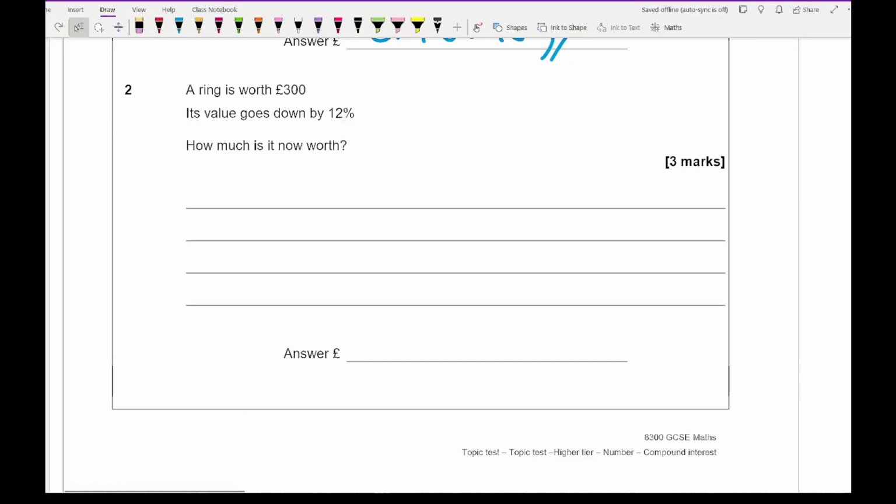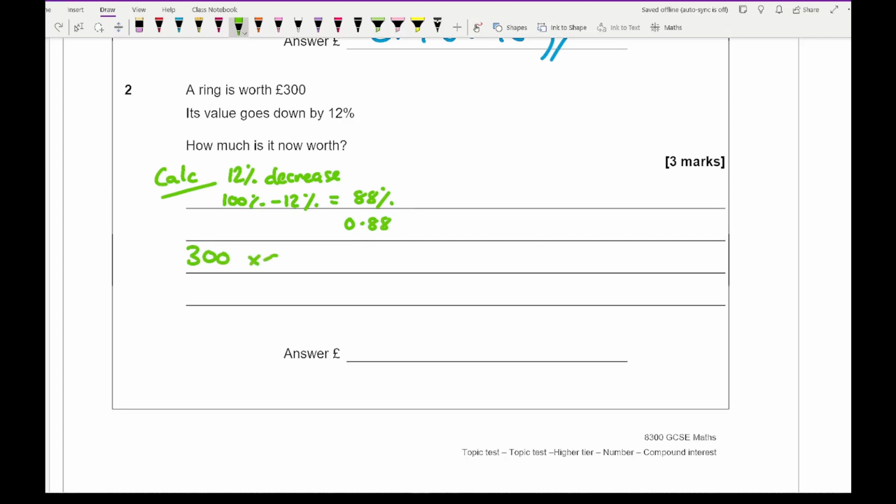Now, moving on to question 2, it says the ring is worth £300. Its value goes down by 12%. How much is the ring worth? Well, if this was on a calculator paper, then what we're looking at is a 12% decrease. So starting with 100% minus 12% equals 88%, and that as a decimal is 0.88. So I'm going to do 300 multiplied by 0.88, and that gives me an answer of £264.